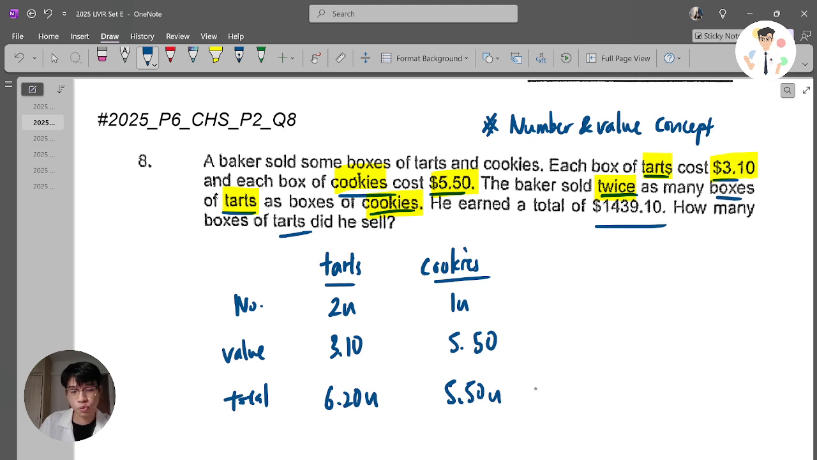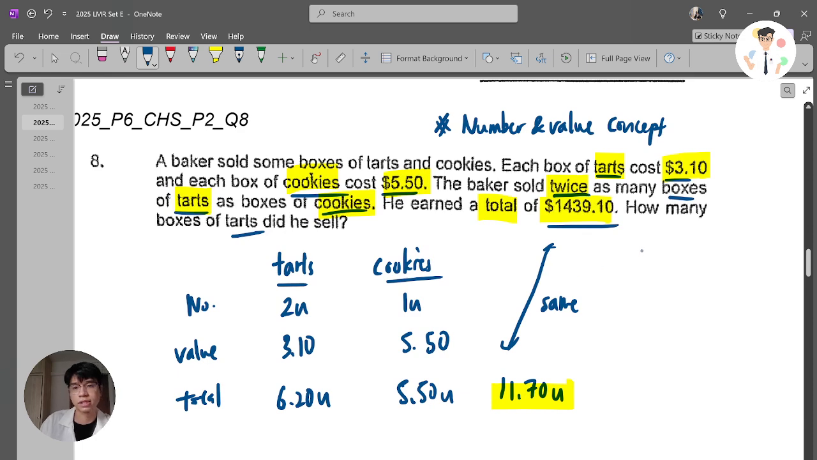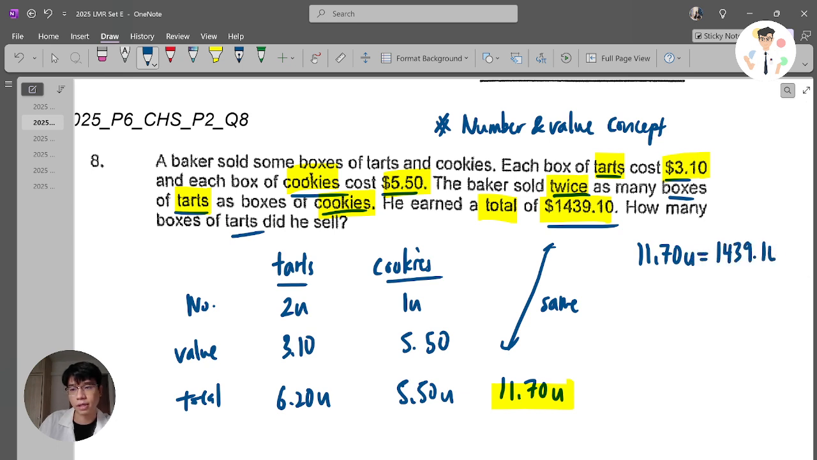And if you add this up together, $6.20 plus $5.50 is supposed to give you $11.70, right? And the question says what? He earned a total of $1439.10. This and this are referring to the same thing, right? That's why I know that. Now what I am supposed to do is to make it the same. $11.70 U is equal to $1439.10. So just press on your calculator. 1 U is equal to 1439.10 divided by 11.70 and you should get 123.